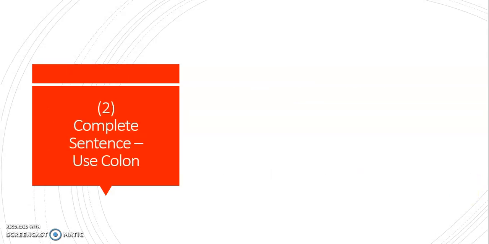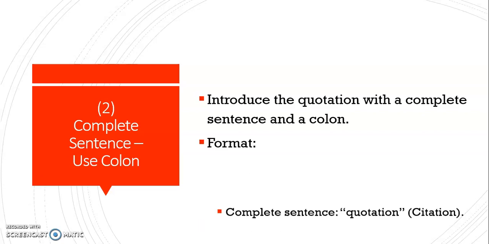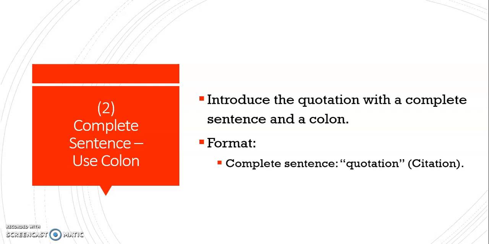Okay. The second thing you can do is a complete sentence, but at that point you would use a colon and not a comma. And so it would be a complete sentence with the purpose of introducing the quote, but because it's a complete sentence and not just a phrase, you use the colon instead. So this would look like this in basic format: complete sentence, colon, quotation, citation, period.